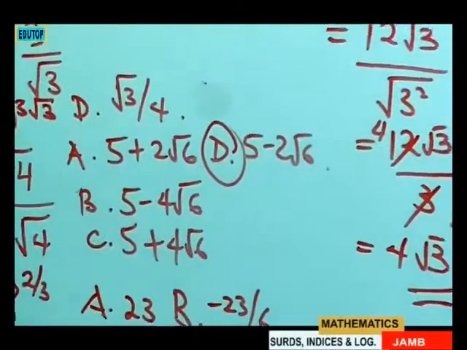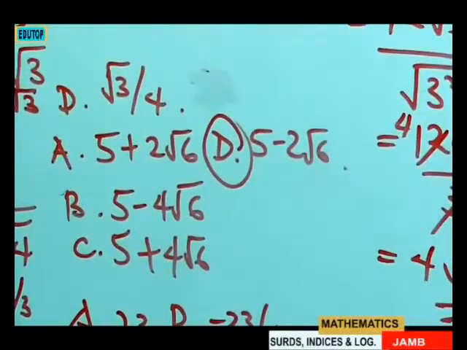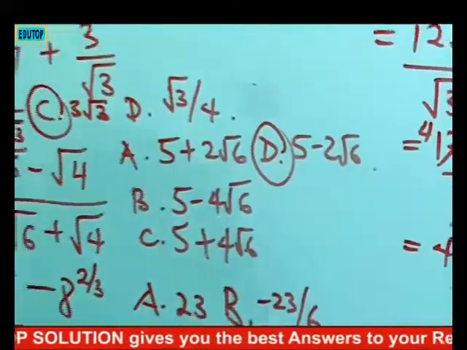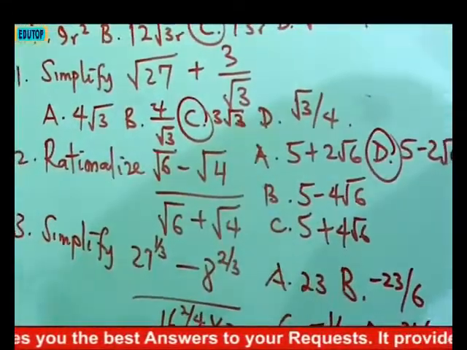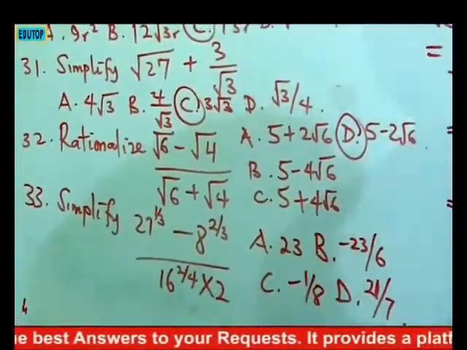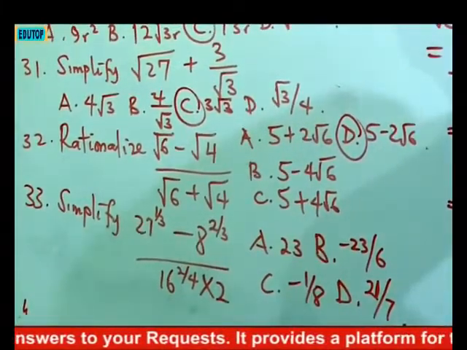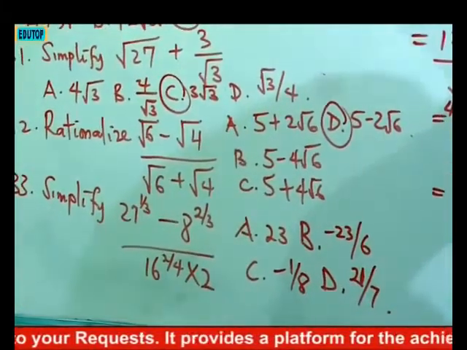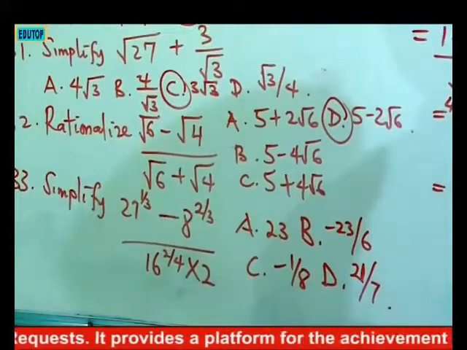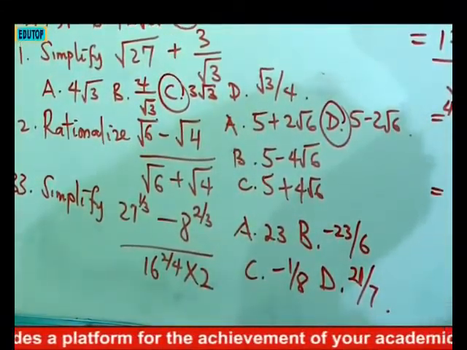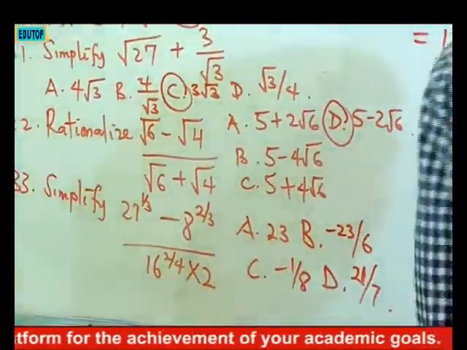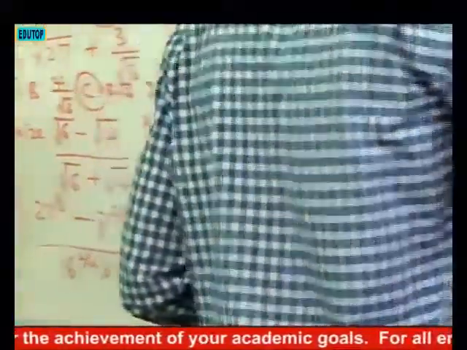Then the last for this part, which is question number 33. You have 27 raised to power 1 over 3 minus 8 raised to power 2 over 3, divided by 16 raised to power 2 over 4 times 2. That's what the question gave us.